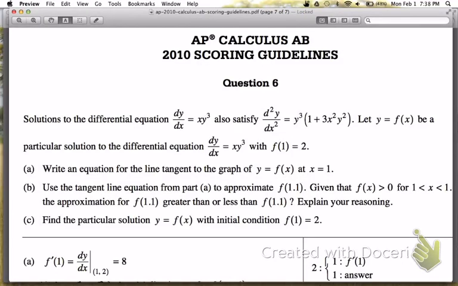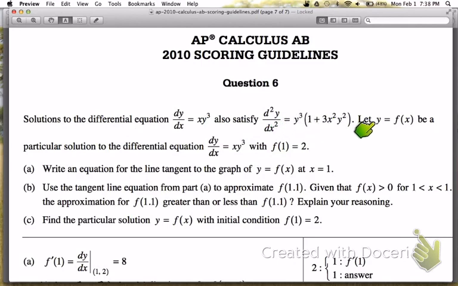Okay, this is 2010 number 6, and this is a non-calculator question. It says, and this is, by the way, a very popular question that they like to put on the AP exam, solutions to the differential equation dy dx equals xy cubed also satisfy d squared y dx squared equals this function. So essentially, this is the first derivative equaling this, and this is the second derivative equaling this function.